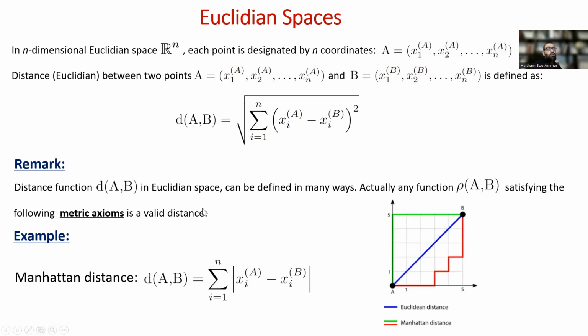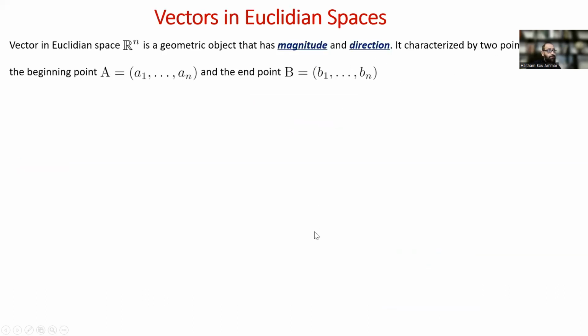Examples of this are numerous, but one of them is the Manhattan distance, which maybe you've heard of. The Manhattan distance is defined as the sum of the absolute values of the differences between the components of the point A and the components of the point B. I think it's also called the taxicab distance. Now, this meets the metric axioms, and consequently, it's another form of distance we can define in a Euclidean space.